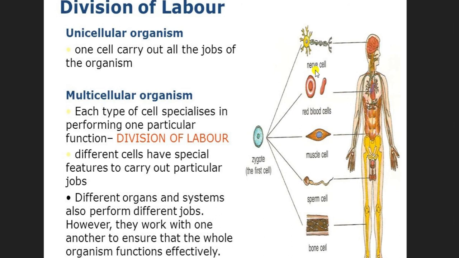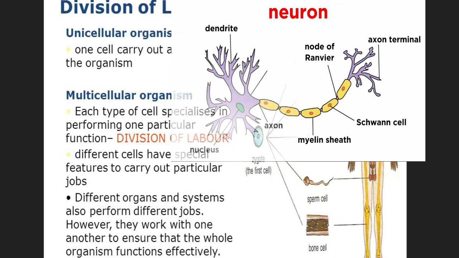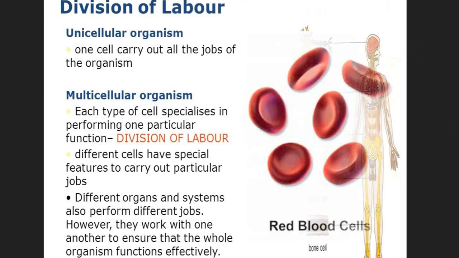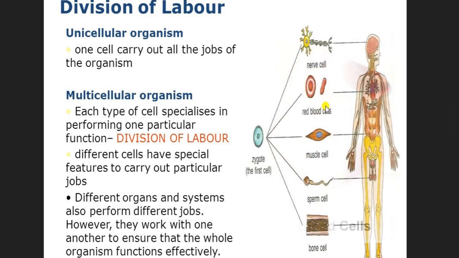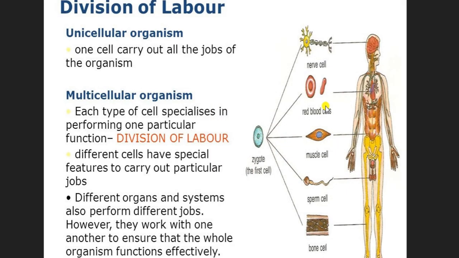Here you can see the nerve cells. Nerve cells will form your nervous system, including the brain and the spinal cord. Similarly, the red blood cells transport materials in your whole body. Then muscle cells form the muscles. Muscles have a different function. They will not perform the same function as a red blood cell or a nerve cell. Then there will be the sperm cells, then the bone cells. So you can see that there is a division of labor, a division of the job. Every cell has a particular job to perform. So this is called the division of labor.